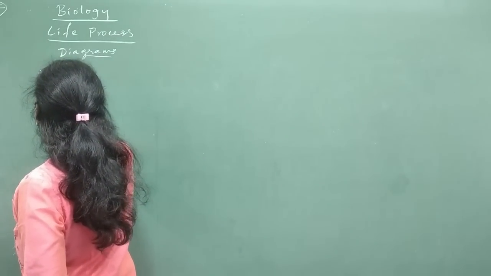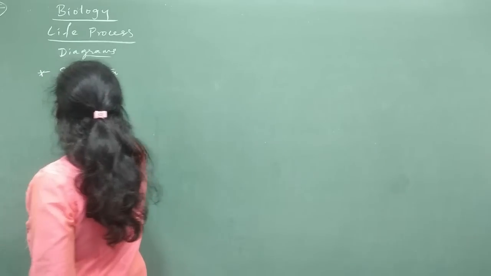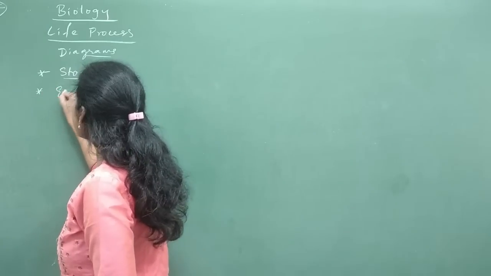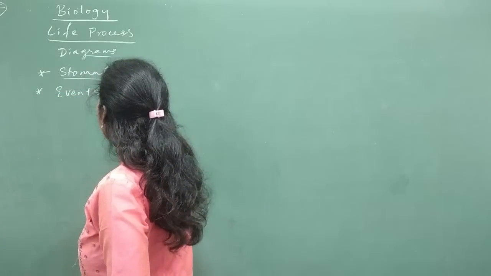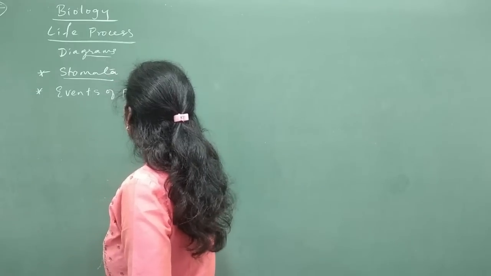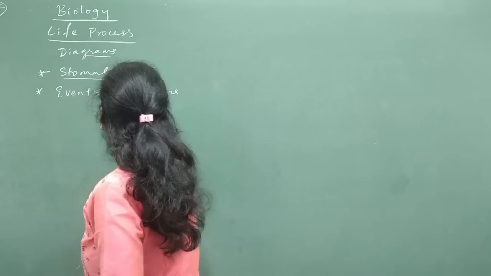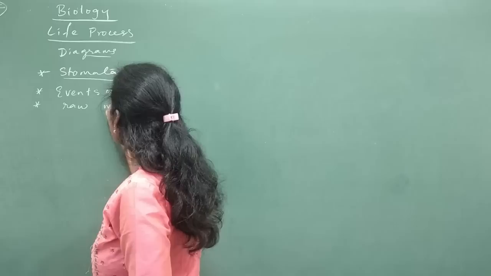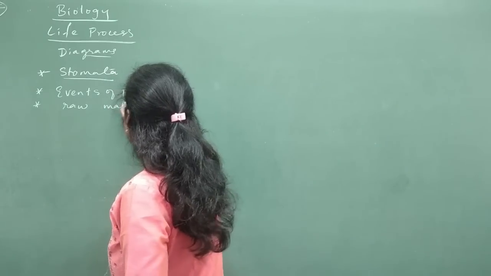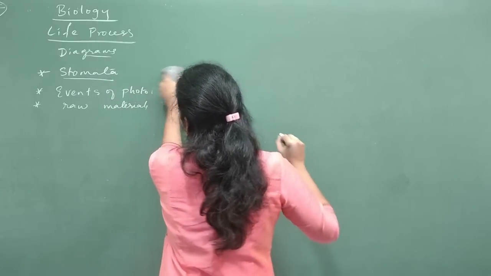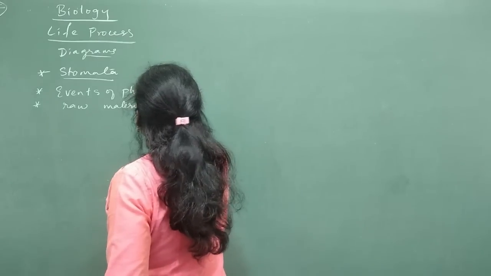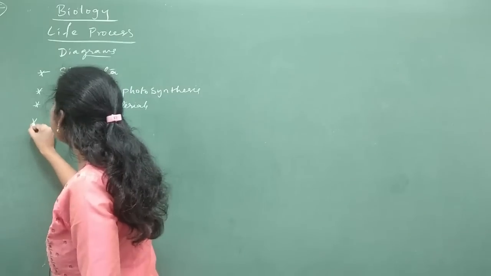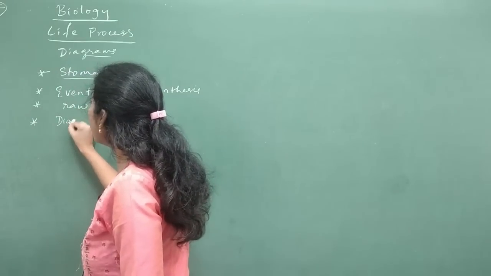In theoretical questions you should know about the opening and closing of stomata, how it gets regulated. And the events of photosynthesis, 3 steps are there, how photosynthesis takes place, so that you should know. And later you should know about the raw materials of photosynthesis. Very simple: carbon dioxide, sunlight, all of them are used as raw materials, right? So events of photosynthesis, raw materials of photosynthesis, and then coming to digestion in human beings.